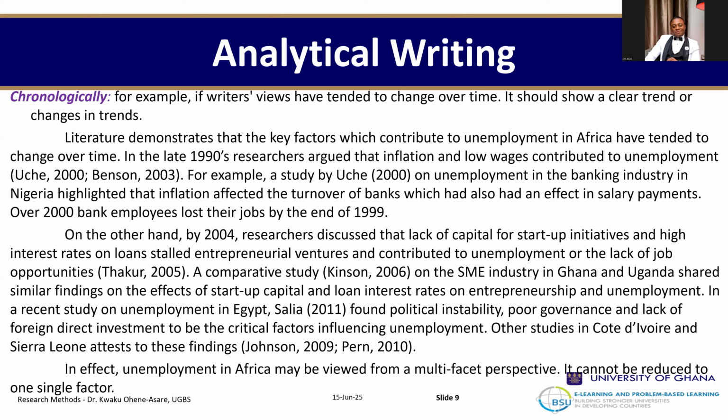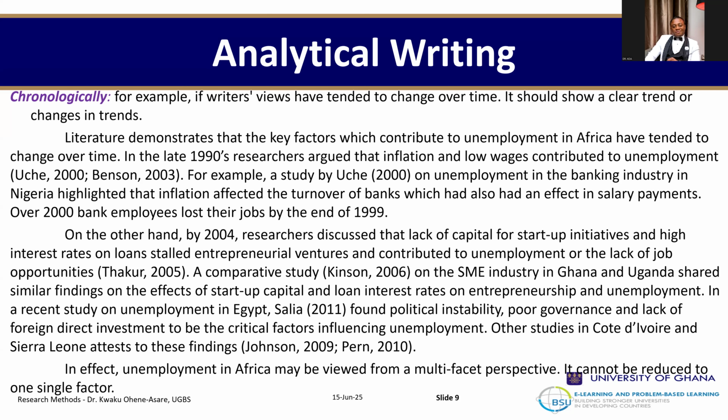Let's take an example. The literature demonstrates that the key factors which contribute to unemployment in Africa have tended to change over time. In the late 1990s, researchers argued that inflation and low wages contributed to unemployment. Now, that Uche point and Benson point have been bracketed in text citation. For example, a study by Uche on unemployment in the banking industry, Nigeria, highlighted that inflation affected the turnover of banks, which had also had an effect in salary payment. Over 2,000 banks lost their jobs by the end of 1999.